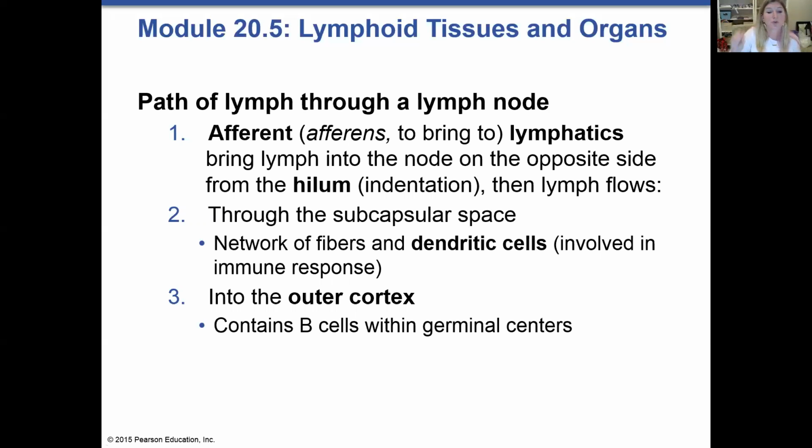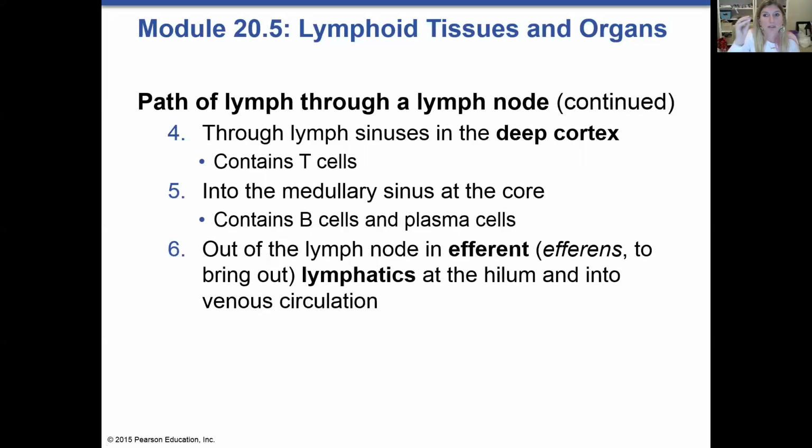Then it flows through what's called the outer cortex. The outer cortex has lots of B cells. These B cells have germinal centers. The B cells can detect and kind of dipstick that lymph and say, ooh, we have some antigens here that we need to respond to.